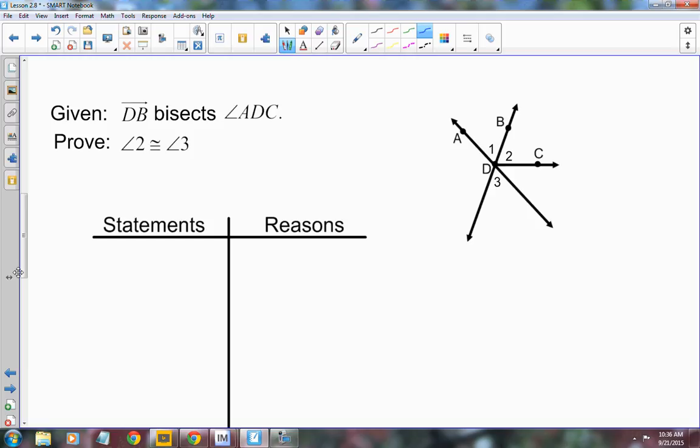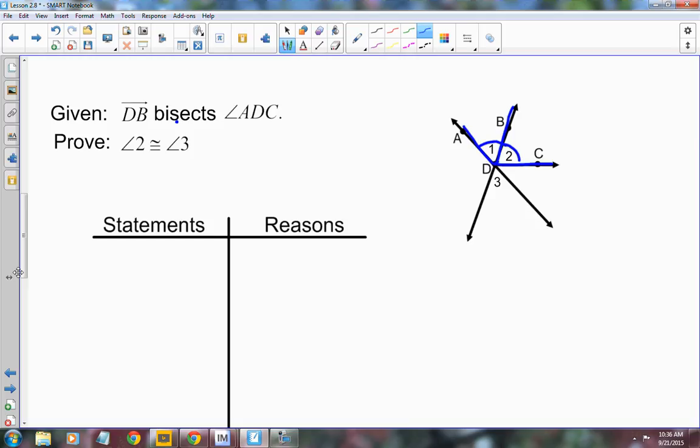All right, it says that DB bisects angle ADC. So DB bisects angle ADC. What can we get from that? DB bisects ADC. Angle 1 and angle 2 are congruent, yes? Okay, here's DB, and it bisects ADC, right? Okay, so from that, I get that these two angles are congruent, yes? Yes. Okay, yes. All right, that's probably all I can get from the given.